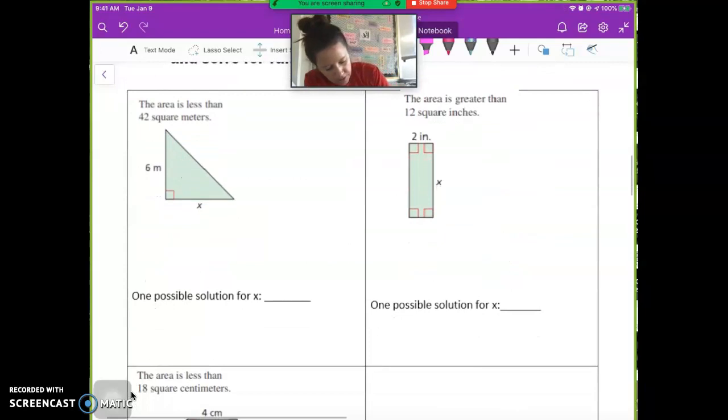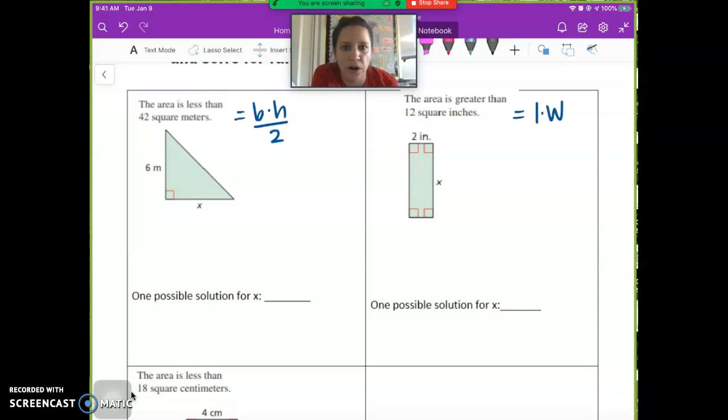Now let's do some word problems. These are good. I like these. You need to remember your basic area formula. The basic area of a triangle is equal to base times height divided by 2, and the basic formula of a rectangle is length times width. Those are the only two we're going to need today.